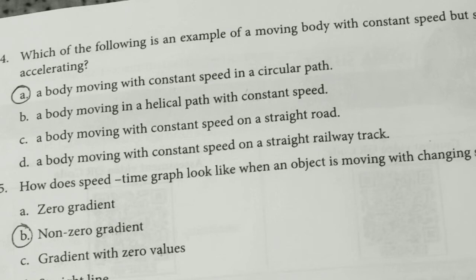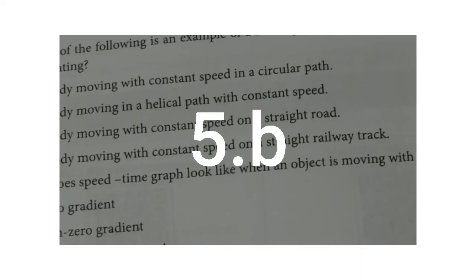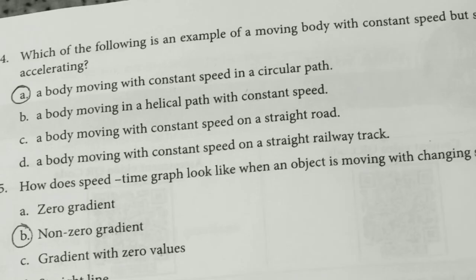5. How does the speed time graph look when an object is moving with changing speed? A. Zero gradient. B. Non-zero gradient. C. Gradient with zero values. D. Straight line. The answer is option B. Non-zero gradient.